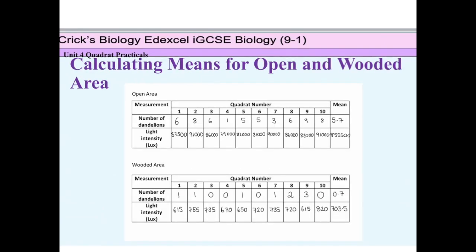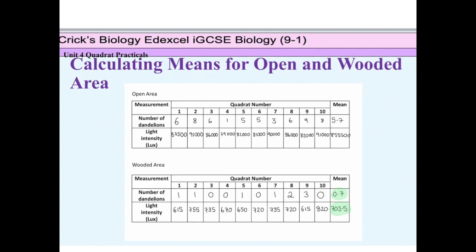When you add up all the number of dandelions in the wooded area, you should have ended up with 7. So you divide that by 10 and the mean is 0.7. When you add up all the light intensities, you end up with 7,035. If you divide that by 10, the mean comes to 703.5.